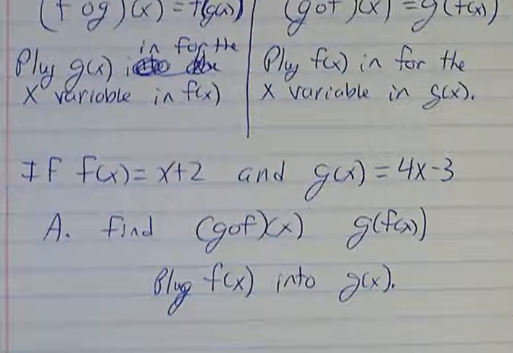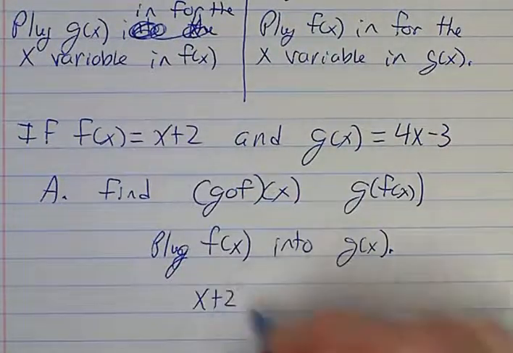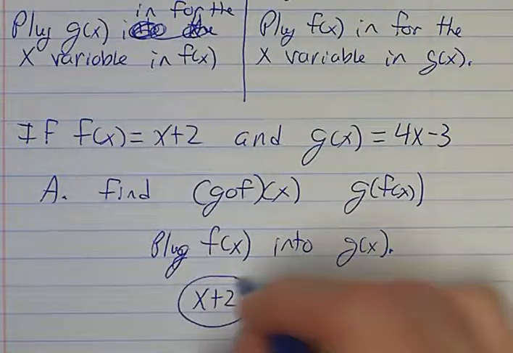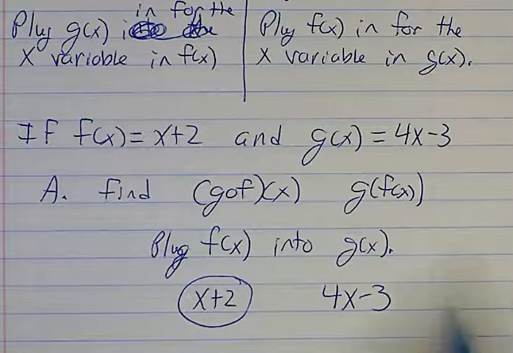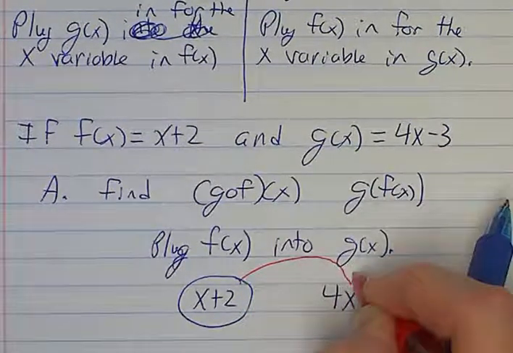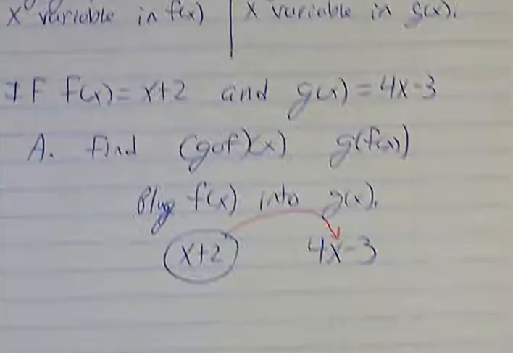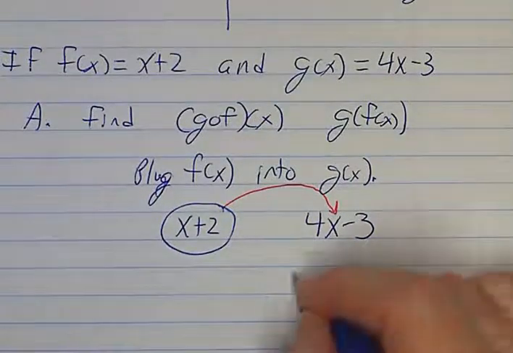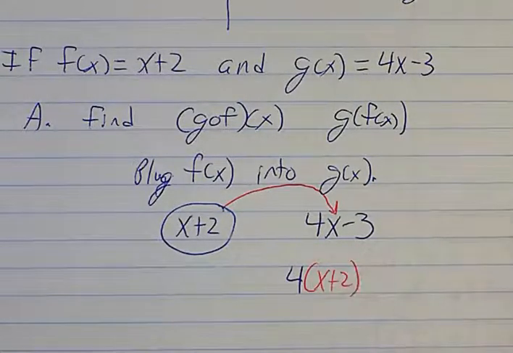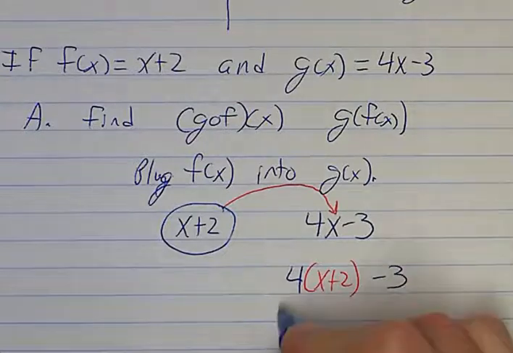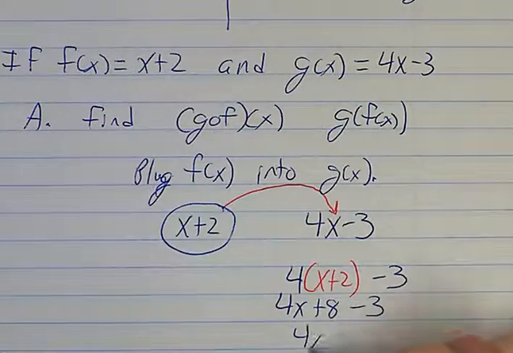And I would actually write this out, that f of x was x plus 2. So I was going to take this entire thing and plug it into g of x, which was 4x minus 3. So everywhere you had an x, you're going to take this x out and replace it with x plus 2. So it's going to be 4 times x plus 2 minus 3. So it's 4x plus 8 minus 3, which would be 4x plus 5.